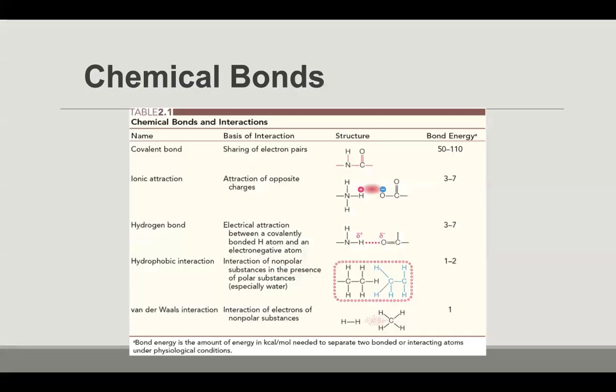All right, so now we're going to talk about chemical bonds. These are the main chemical bonds that you have to know. You have covalent bonds, which is the sharing of electron pairs, ionic attraction, which is the attraction of opposite charges, hydrogen bonds, which is between a covalently bonded hydrogen atom and an electronegative atom, specifically nitrogen, oxygen, and fluorine. You have hydrophobic interactions between nonpolar and polar substances, and then van der Waals interactions, which is just an interaction of electrons between nonpolar substances.